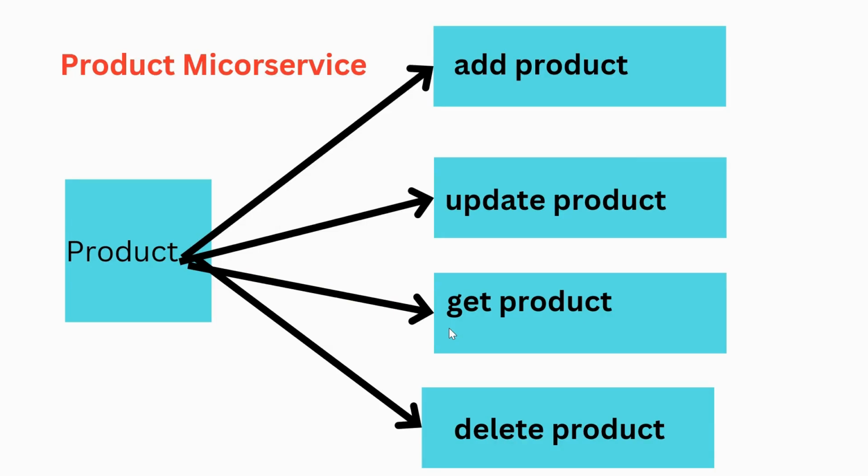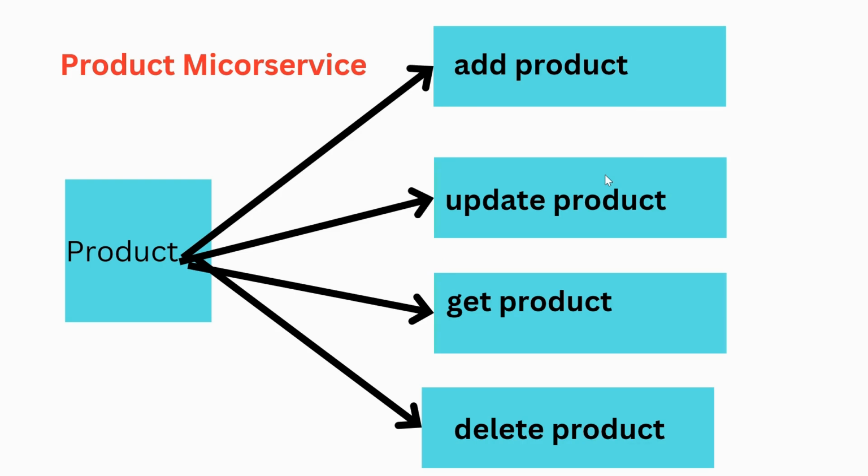We'll create one product service. So it is a microservice. In this product service, we'll perform four operations: add a product, get a product, update a product, delete a product. So we are performing all these four operations.